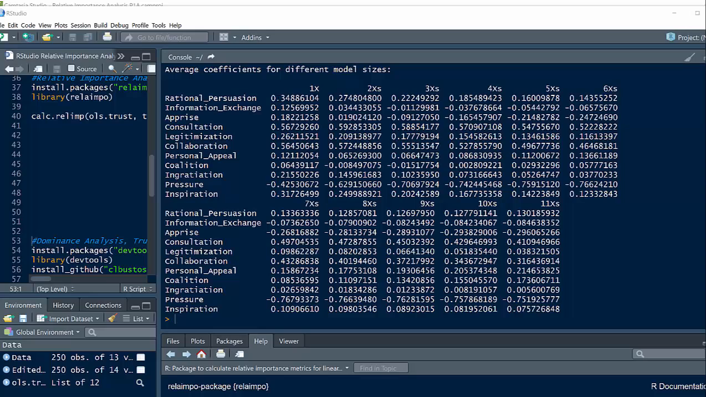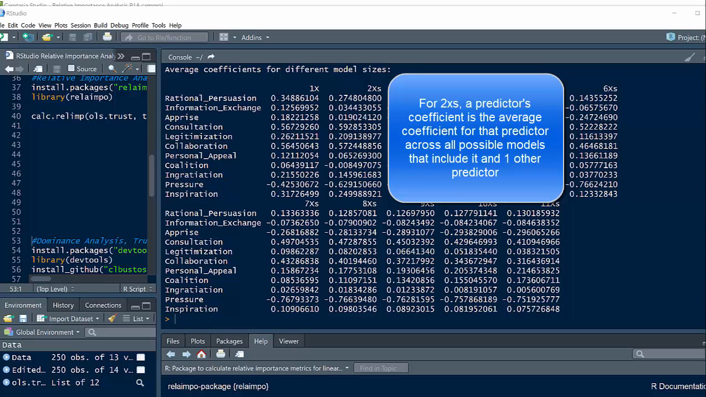When we move to the 2Xs, what has happened is there's been a series of models run for each one of the predictors. So rational persuasion has been run in a model along with information exchange, and then the coefficient for rational persuasion noted. And then rational persuasion has been run with appraisal in a model. The coefficient for rational persuasion noted. Rational persuasion was entered into a model with consultation to predict trust. The coefficient for rational persuasion noted, and so on.